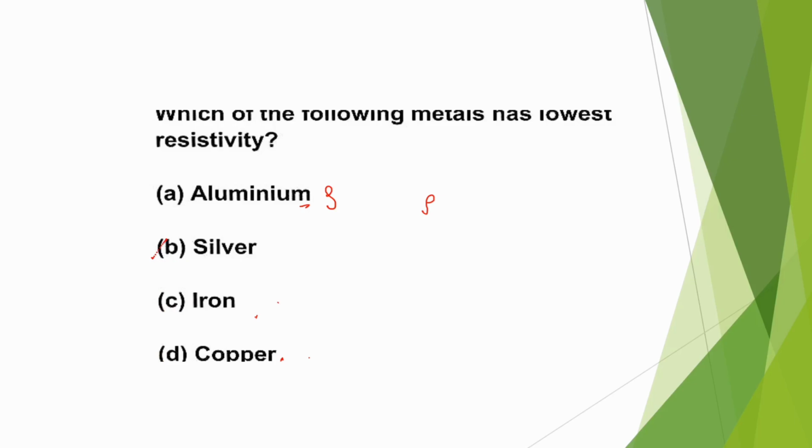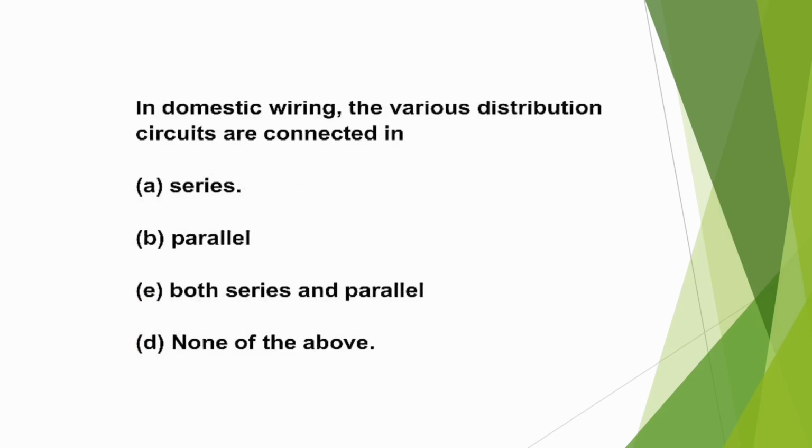The next question is, in domestic wiring, the various distribution circuits are connected in: A, series connection, B, parallel connection, C, both series and parallel, and D, none of the above. So domestic wiring is household wiring. Options are given here. We all know that in domestic wiring, the various distribution circuits are connected in parallel.